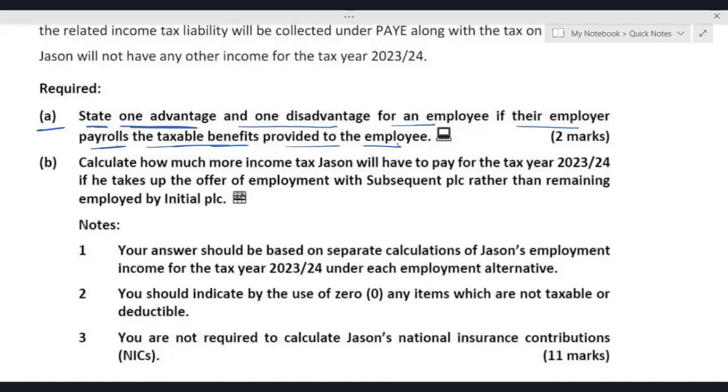Now, what is the disadvantage? The disadvantage is, I would say, generally, tax under pay is collected earlier than tax under self-assessment. Pay is pay as you earn. Let's say you are paying tax in advance. So obviously, the disadvantage is tax under pay is deducted, collected earlier than tax under self-assessment. It means, see, the examiner has asked you only one advantage and one disadvantage for an employee if their employer payrolls the taxable benefit provided to the employee.